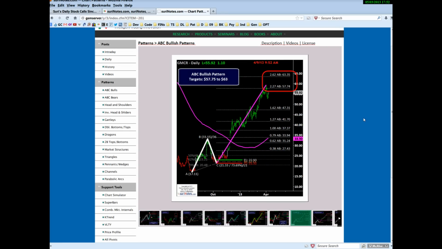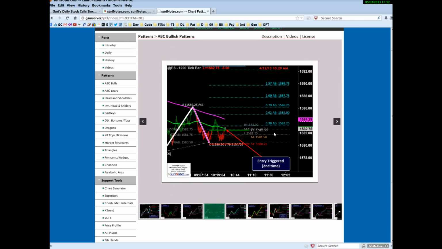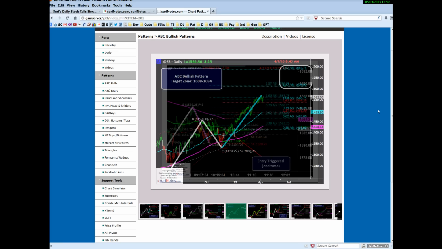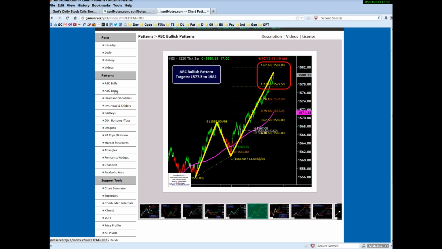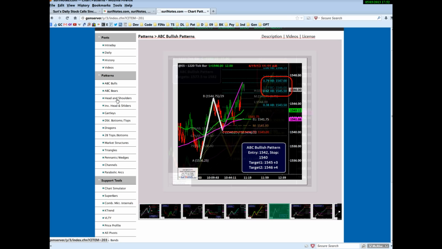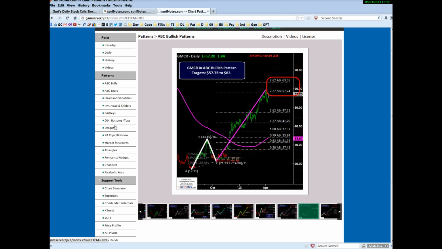Here you also have a small thumbnail slider, and with the thumbnail slider you can jump to any chart and see it. When you move your mouse onto the top of the chart, it will freeze it. Then if you move your mouse outside of that chart, it will start sliding again. You can do this with ABC bulls, bears, head and shoulder patterns, Gartleys, and I have double bottoms and tops. These I will be posting individually, so the current charts will be shown at the top.